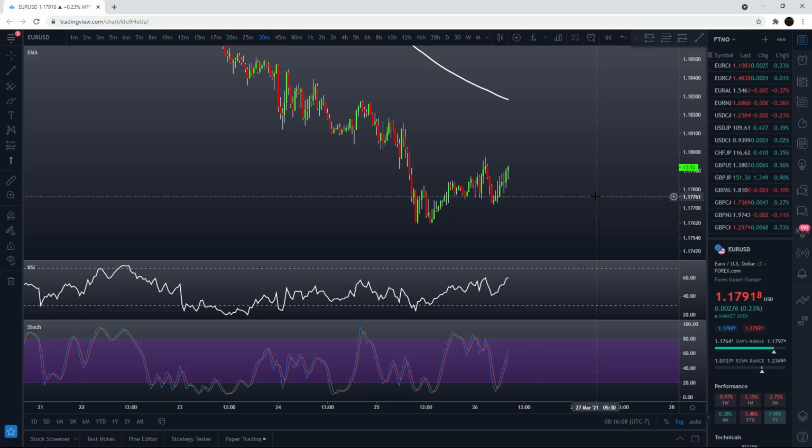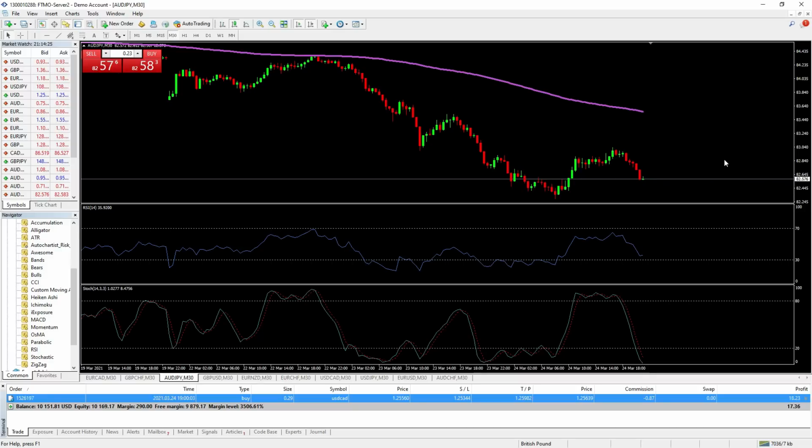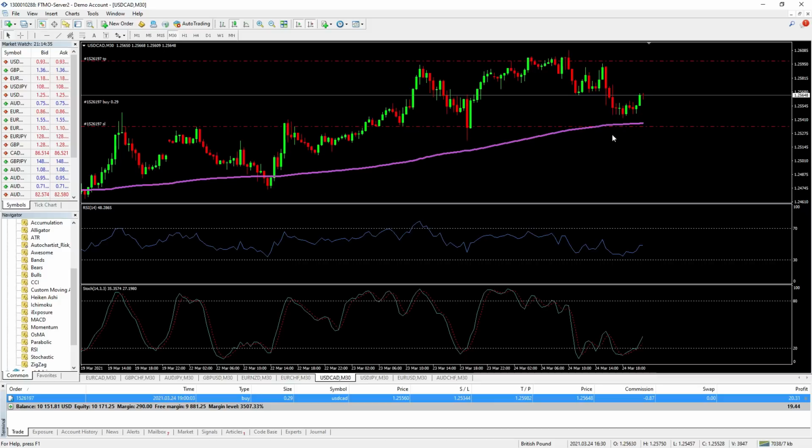Hey guys, here's a quick update on the FTMO challenge account. So I'll just play the clips from the last two trades. They were both winners. The Australian dollar against the Japanese yen trade just hit its profit target, and the other one on the US dollar against Canadian dollar, let's check that one out. So this one is in profit. It's coming up here, but we'll have to see how it plays out.